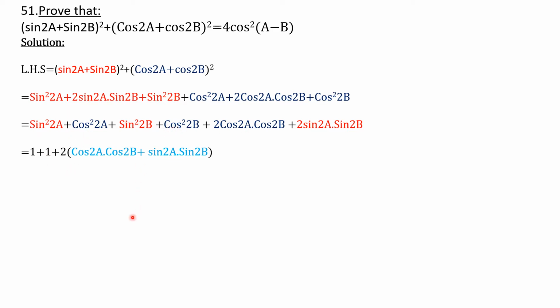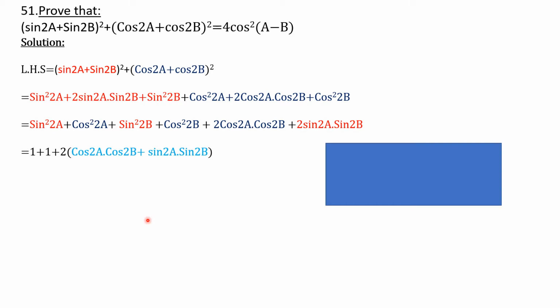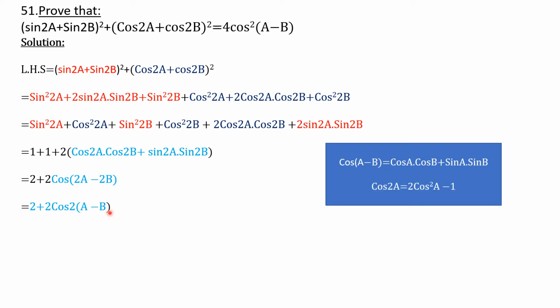Thereafter, can you guess what can be done? So before we proceed, we must recall one formula. We know cos(a minus b) is cos a into cos b plus sin a into sin b. So this formula will apply over here. Compare the right hand side and this portion. So we can write this as cos(2a minus 2b). I hope this is clear. Then we will take 2 and 2 common. So I hope understood.